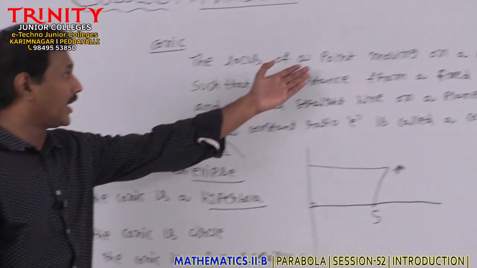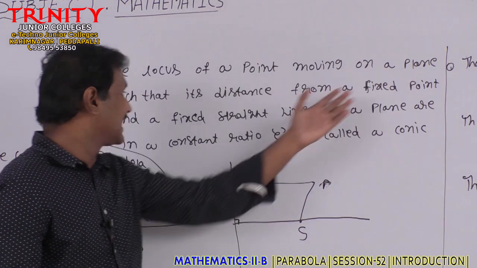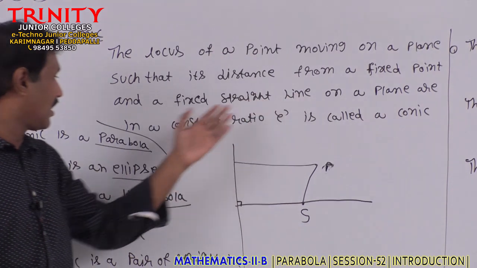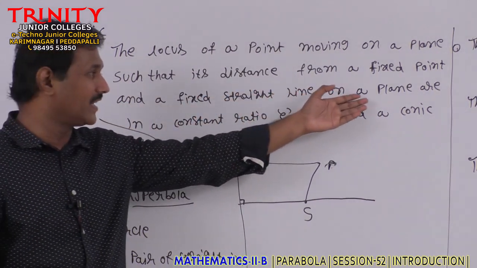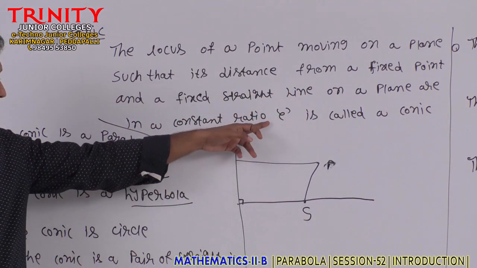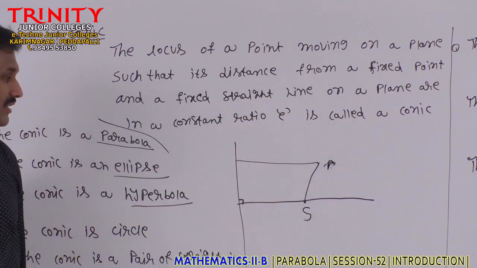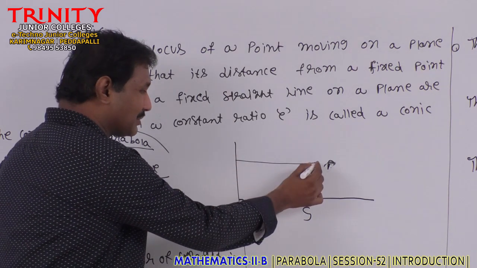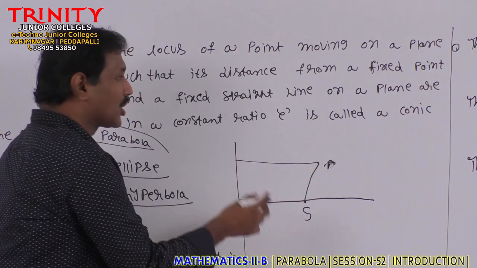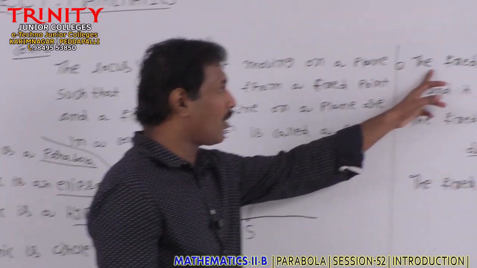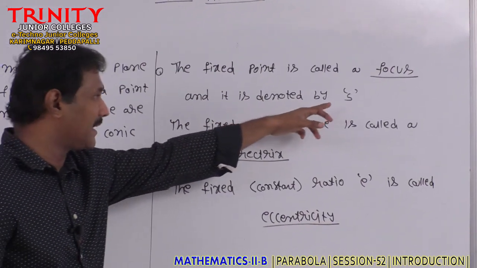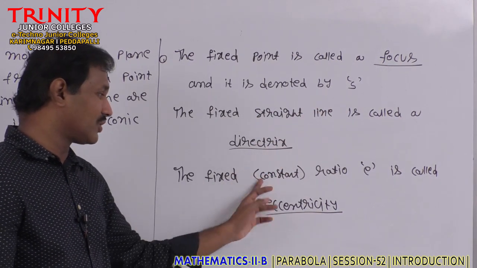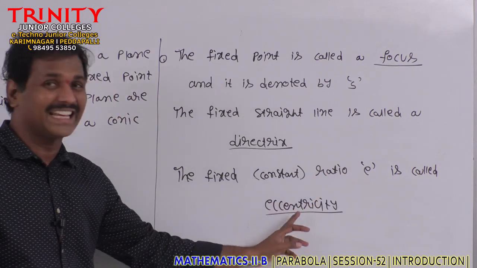The locus of a point moving on a plane such that its distance from a fixed point and a fixed straight line on a plane are in a constant ratio E is called a conic. Here the fixed point is named as focus and it is denoted by S, and the fixed straight line is directrix, and the constant ratio E is named as eccentricity.